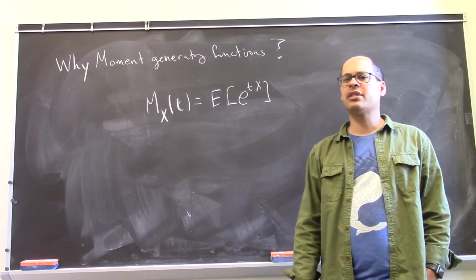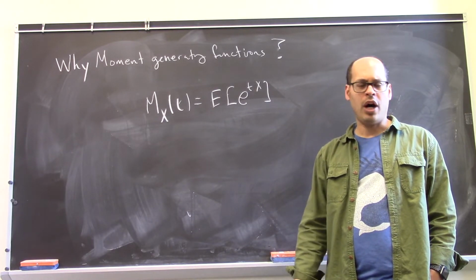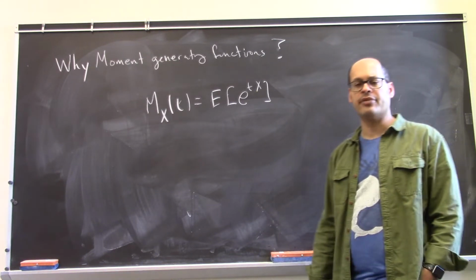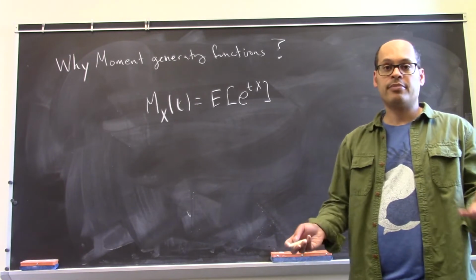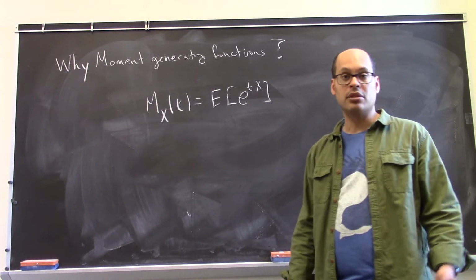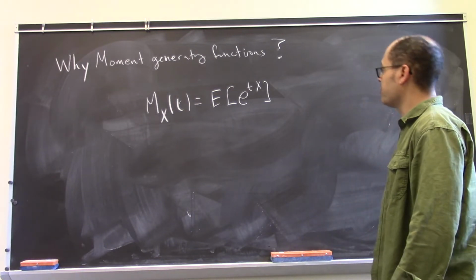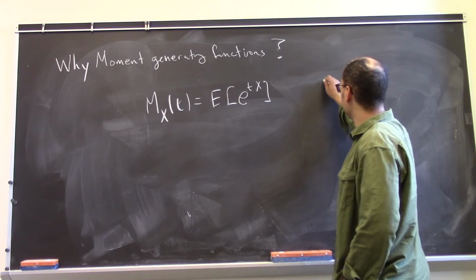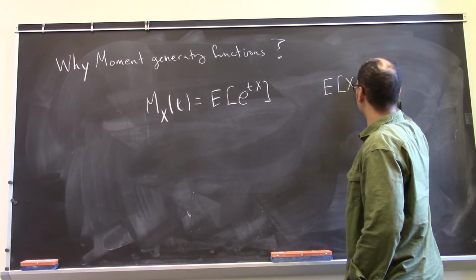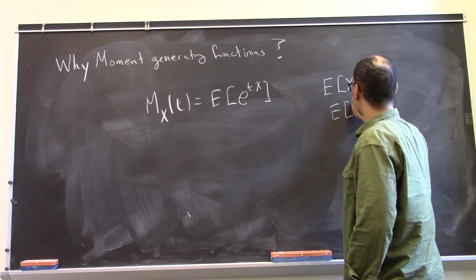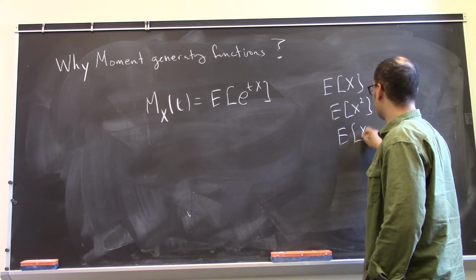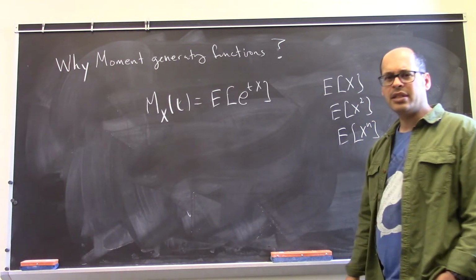Before we go further, it makes sense to ask the question, why are we considering moment generating functions? What's so nice about this kind of expression? Well, perhaps it's not a surprise that these are useful for calculating moments of random variables. That is to say, these give us a nice way of computing the expected value of X, or the expected value of X squared, or more generally, the expected value of any power of X.